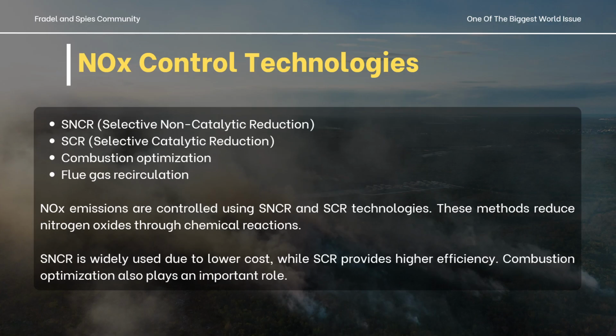Next is the NOx control technology, including SNCR, selective non-catalytic reduction, SCR, selective catalytic reduction, combustion optimization, and flue gas recirculation. NOx emissions are controlled using SNCR and SCR technology. This method reduces nitrogen oxide through a chemical reaction. SNCR is widely used due to lower cost, while SCR provides high efficiency. Combustion optimization also plays an important role.